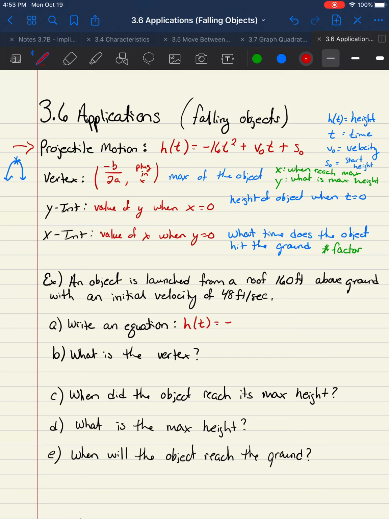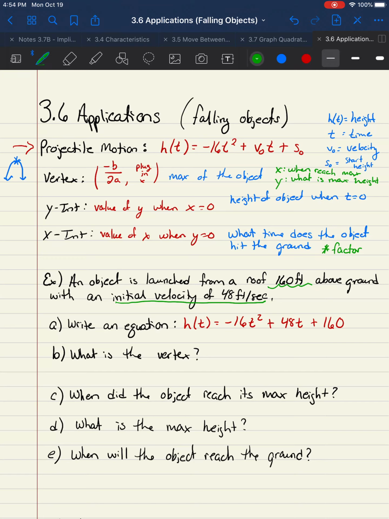So I have an object that's launched from a roof 160 feet above the ground with an initial velocity of 48 feet per second. First thing I ask you to do is write an equation. Well, to write an equation, we're going to use this projectile motion formula. h of t equals negative 16t squared plus velocity. Are we told the velocity in this problem? Hey, right there it is. So I'm going to replace the v in my equation with 48.